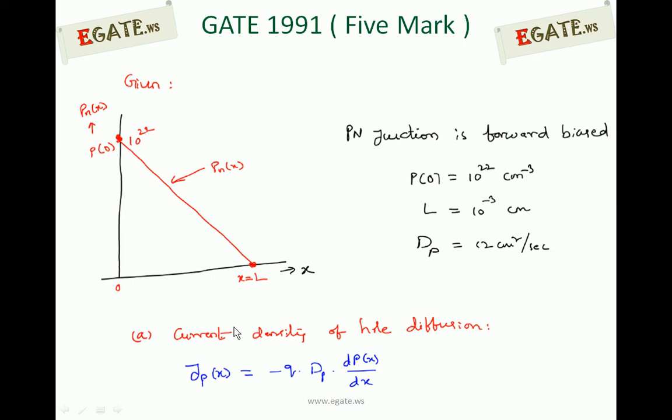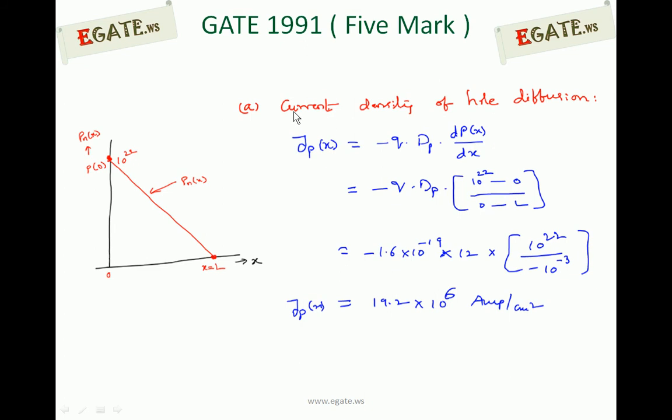Now the current density due to hole diffusion. The equation for that is Jp of x equal to minus q into Dp into dp of x by dx, where q is the charge of an electron, Dp is the diffusion constant for holes, and dp of x by dx is the net diffusion of holes moving over this distance x. So the current density of hole diffusion can be written as minus q Dp dp of x by dx.